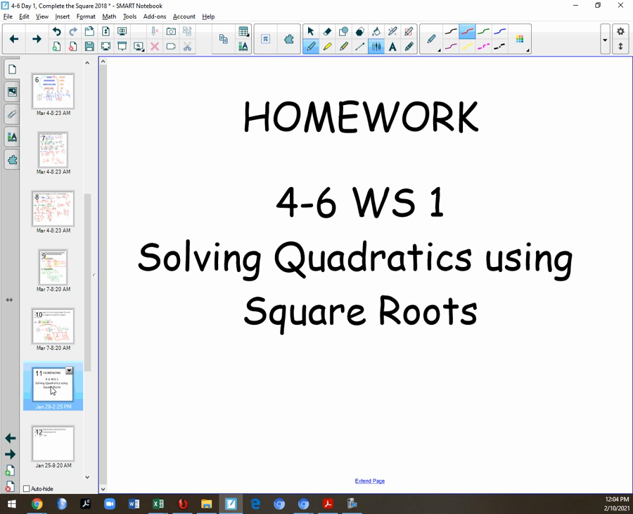Tonight's homework is 6 worksheet 1, solving quadratics using square roots.